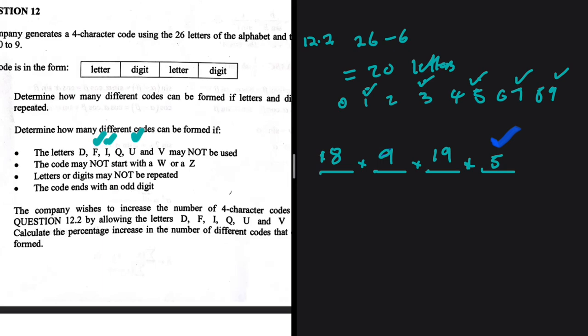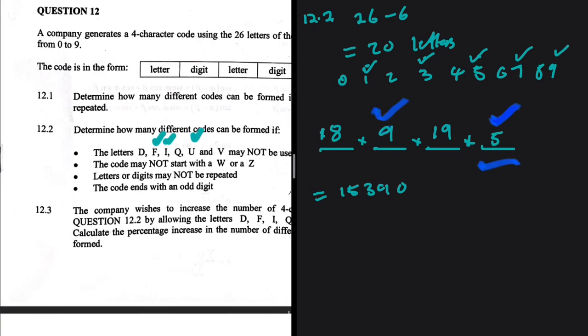So let me put this in my calculator. 18 multiplied by 9 multiplied by 19 multiplied by 5 equals 15,390. So W or Z, they should not occupy the first spot. Okay, so I'm quite happy with what we've done there. Okay, this is the answer to 12.2.